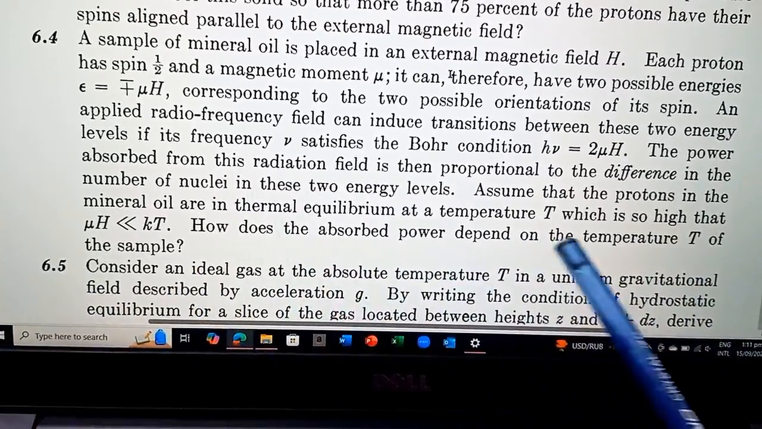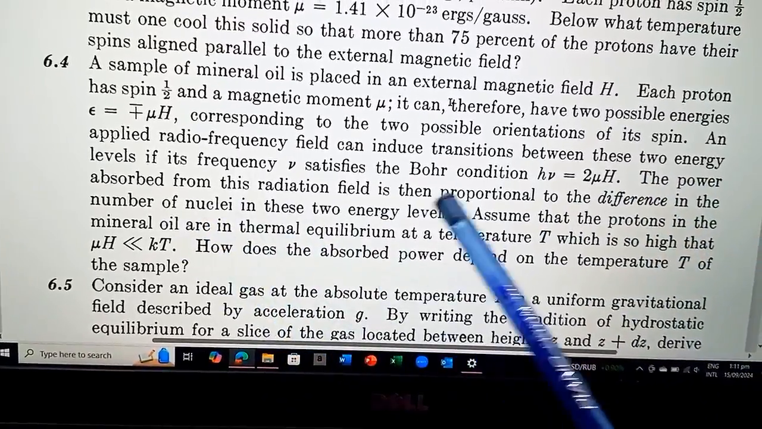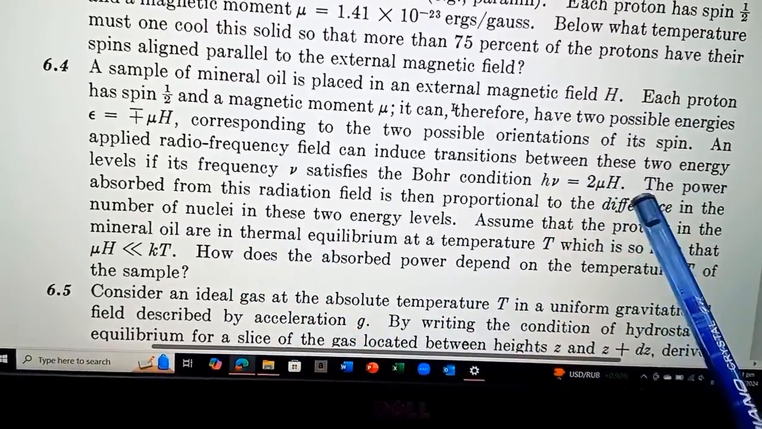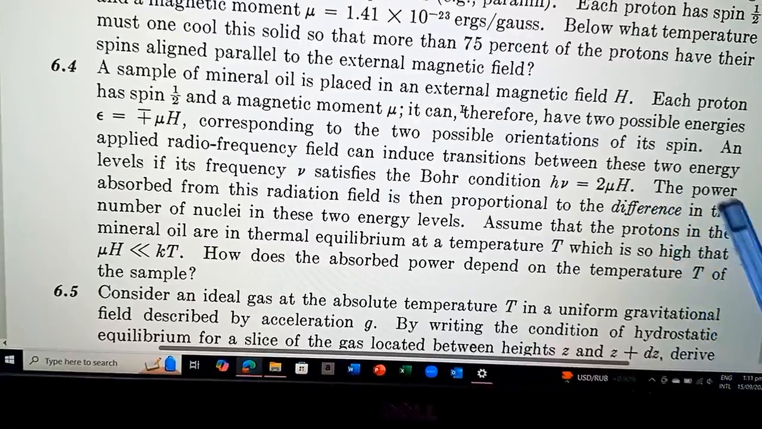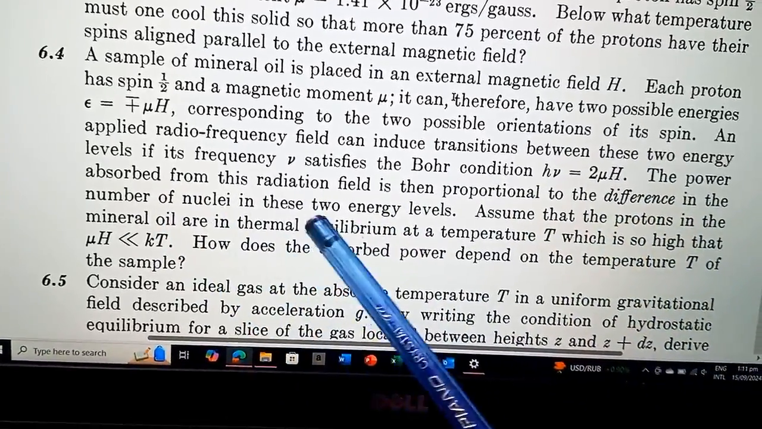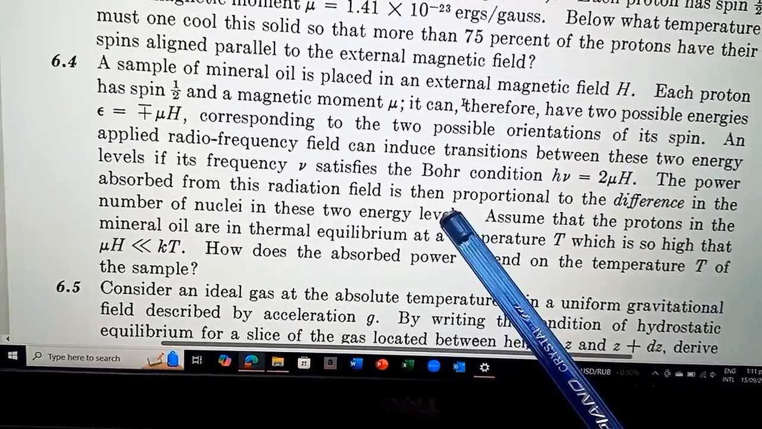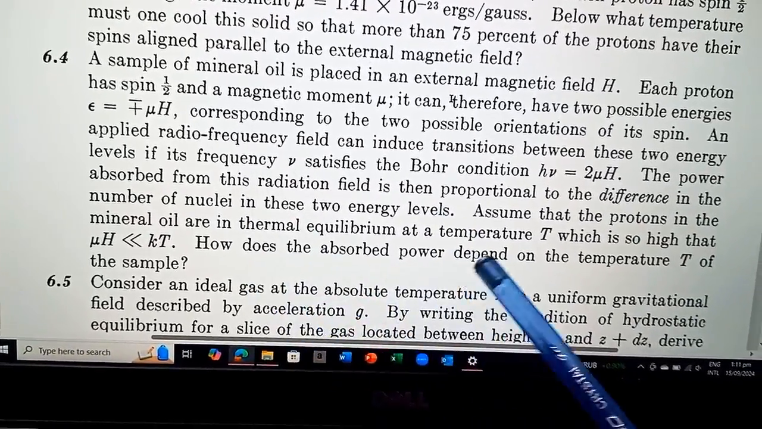All right, so this is the main thing that we need to calculate, and we are given some supporting information that will help us to solve this problem. That supporting information is that the power absorbed is proportional to the difference in the number of nuclei in these two energy levels. This is the thing that we need to calculate.